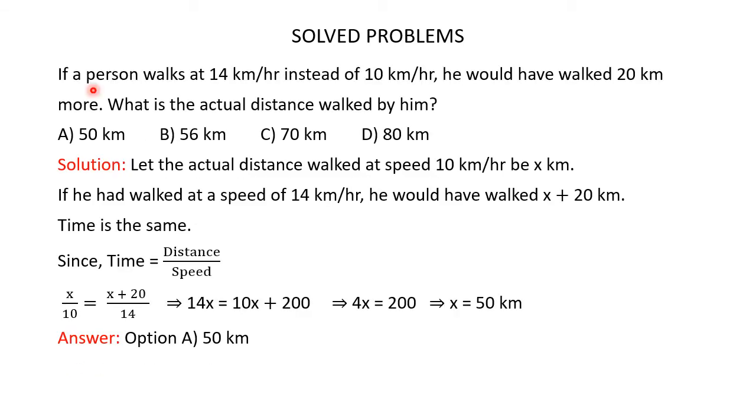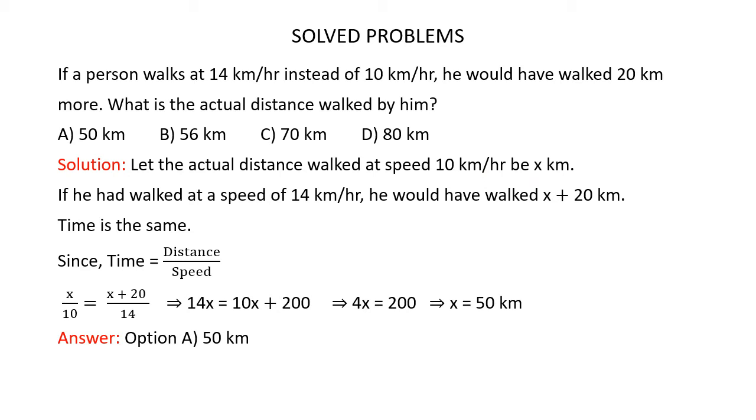If a person walks at 14 kilometers per hour instead of 10 kilometers per hour, he would have walked 20 kilometers more. What is the actual distance walked by him? You are given 4 options here and you have to find out which of these options is the correct one. Now here we are asked to find the actual distance walked by the person. Let the actual distance walked by the person at a speed of 10 kilometers per hour be x kilometers.